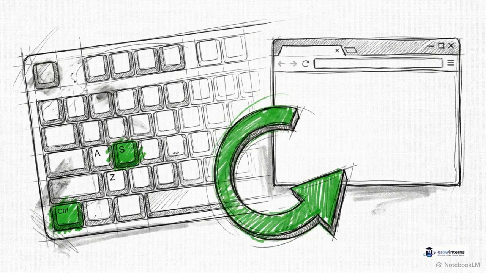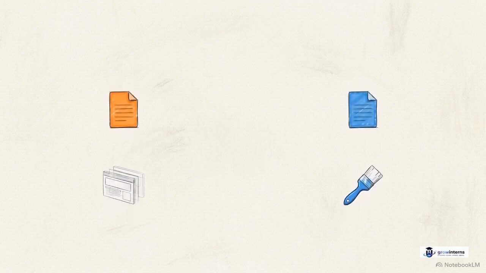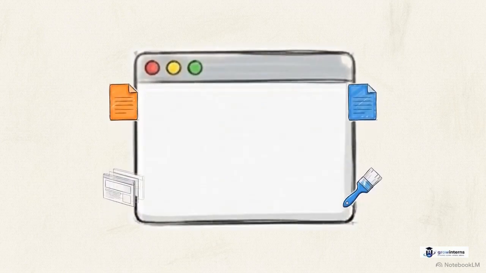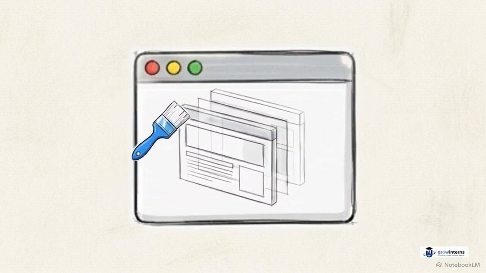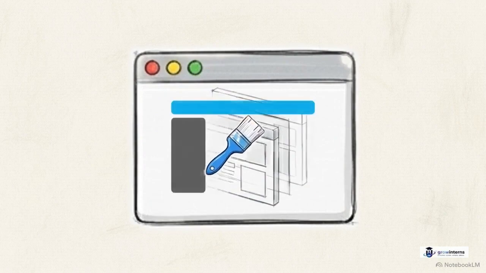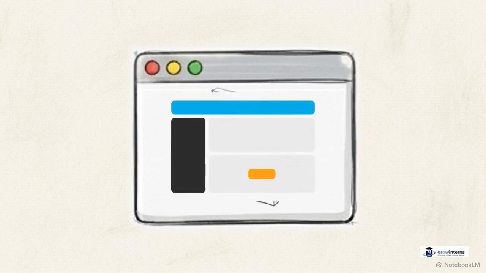Let's test the connection. Save your code, switch to your web browser, and refresh the page. When that stark white page transforms into a styled layout, it confirms your link is active. The browser is now successfully pulling its structural instructions from one file and its design rules from another.